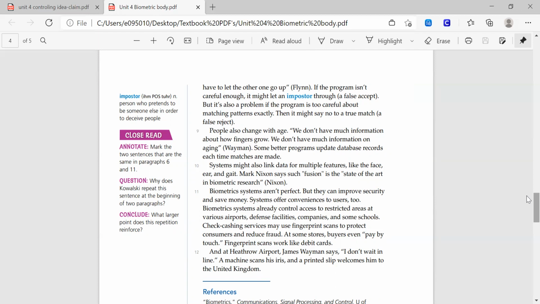Biometric systems aren't perfect, but they can improve security and save money. Systems offer conveniences to users too. Biometric systems already control access to restricted areas at various airports, defense facilities, companies, and some schools. Check cashing services may use fingerprint scans to protect consumers and reduce fraud. At some stores, buyers even pay by touch. Fingerprint scans work like debit cards. And at Heathrow Airport, James Wayman says, "I don't wait in line." A machine scans his iris, and a printed slip welcomes him to the United Kingdom.